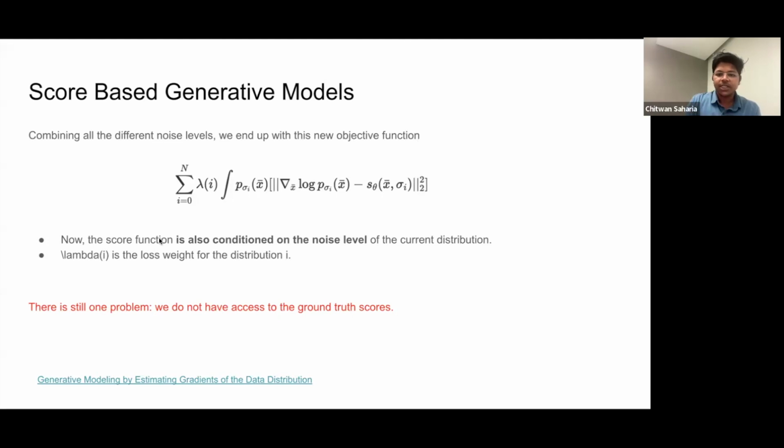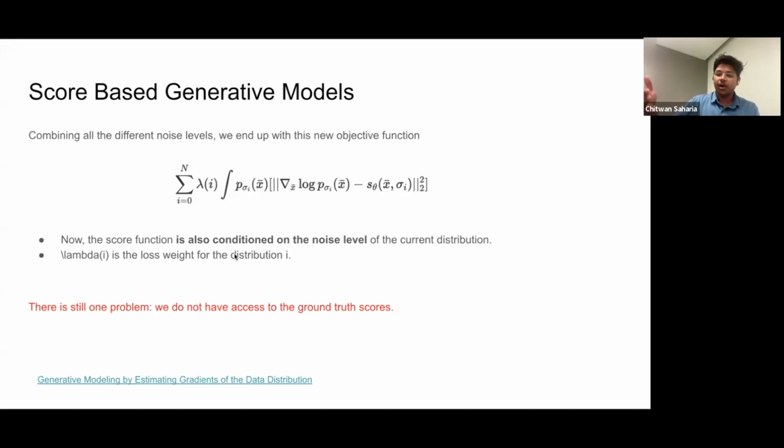Now, one more change that we have made here is that we are sharing the parameters of the score function across all these distributions. So instead of just providing x as an input to the score model, we are also providing the sigma i as a proxy for the distribution for which we are modeling the score function right now. That's why, in the original paper, they called it a noise conditional score network, because we are basically sharing the parameters across all noise levels.